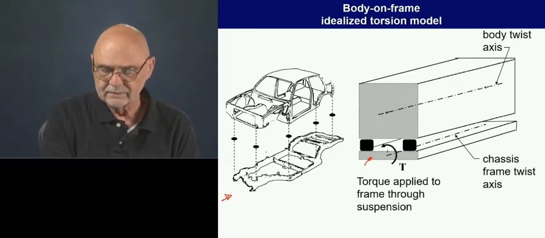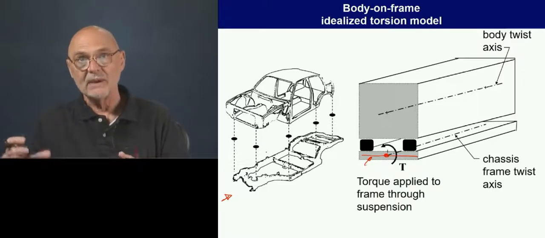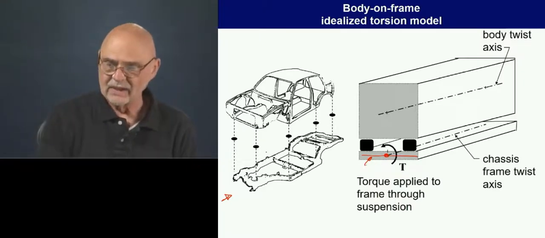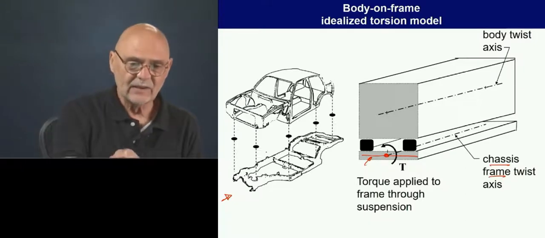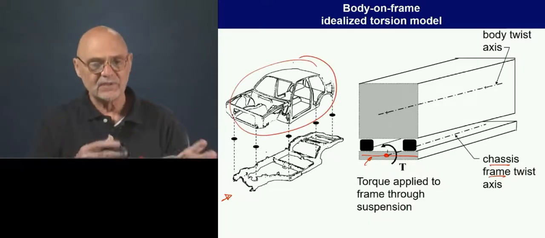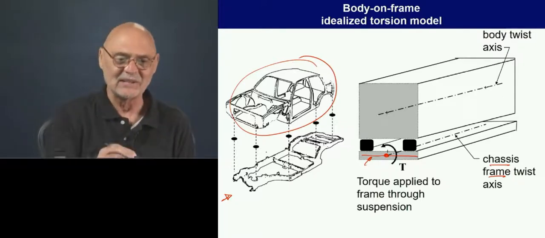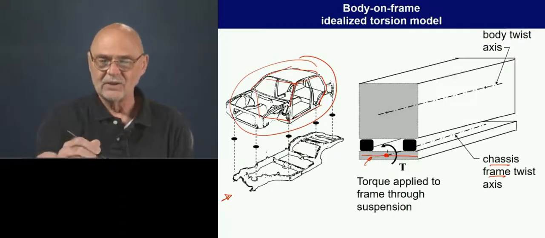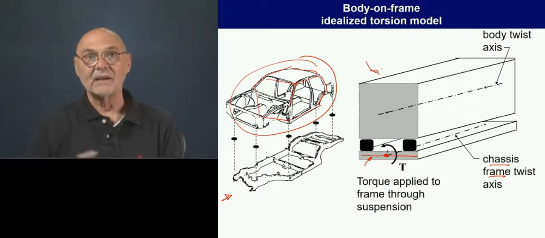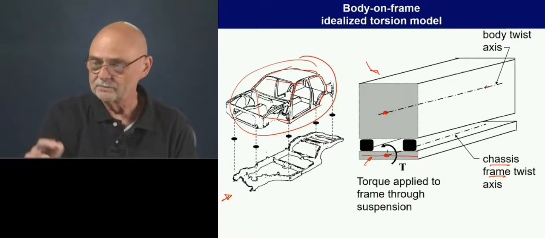And it has an axis that it would like to twist around. So if we just had the frame and we were twisting it by itself, this is the chassis frame twist axis. And here is a body structure, and we're going to say for this body structure, it has all of its parts. It does form a monocoque, even though it's mounted to a frame. Okay? And here's our simplified view of that monocoque. We're back to a shoebox, and it has its own twist axis.